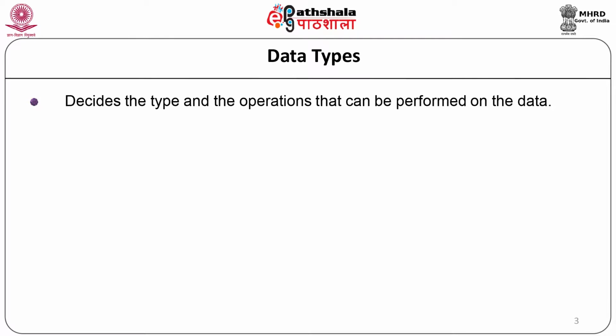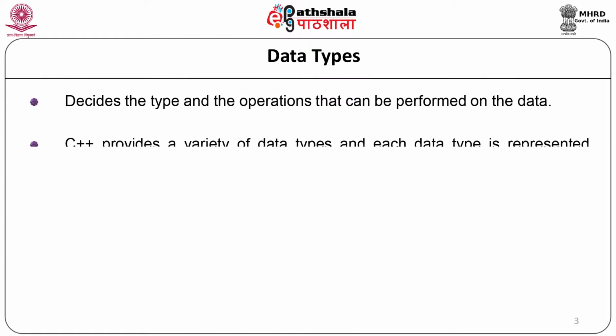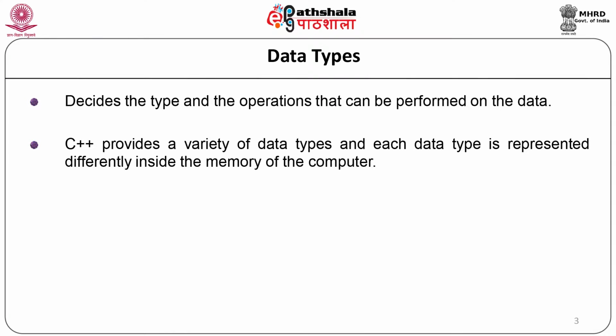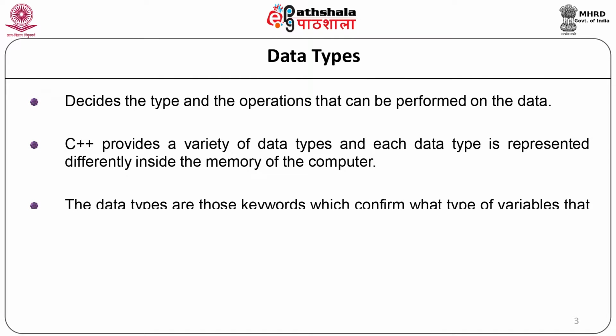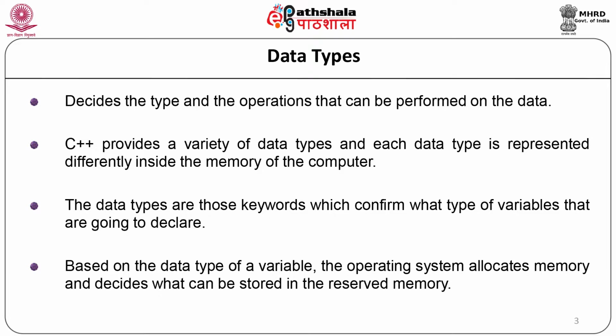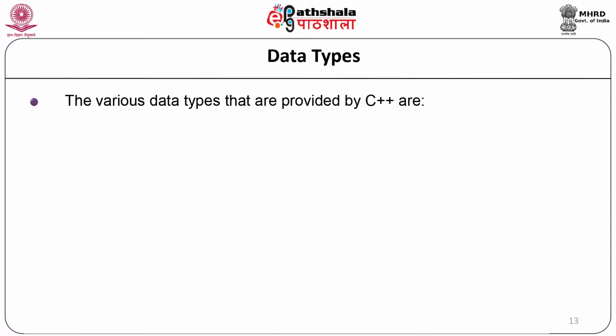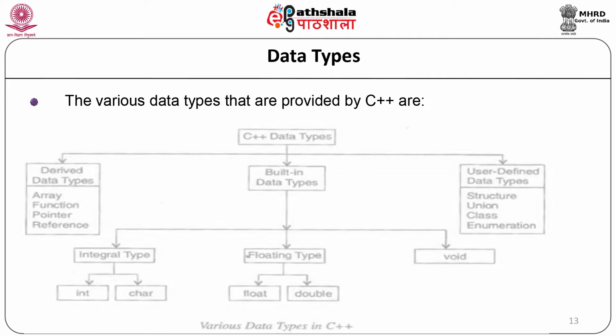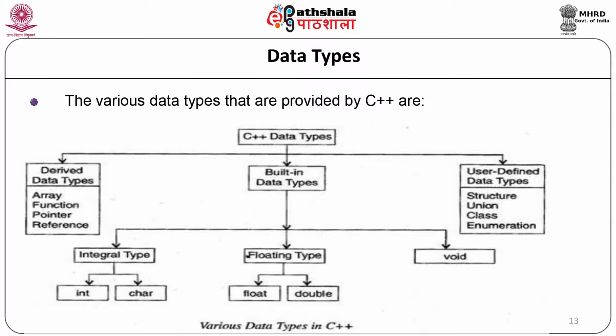A data type decides the type and the operations that can be performed on the data. C++ provides a variety of data types and each data type is represented differently inside the memory of the computer. The data types are those keywords which confirm what type of variables are going to be declared. Based on the data type of a variable, the operating system allocates memory and decides what can be stored in the reserved memory.